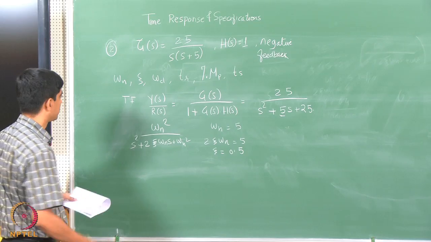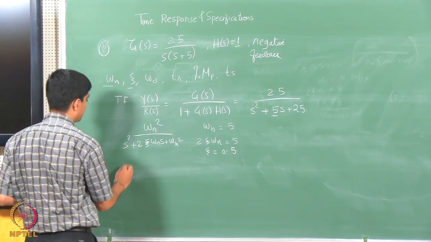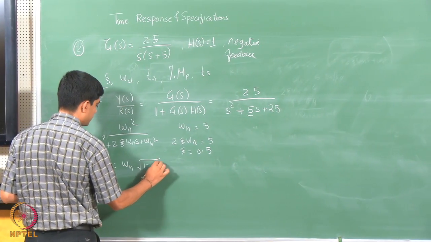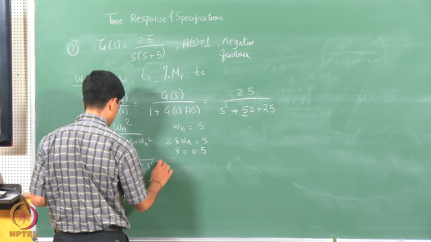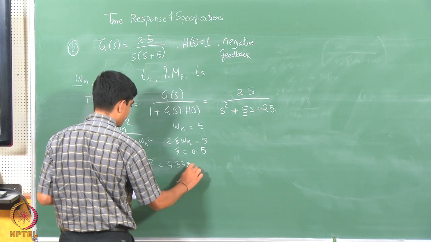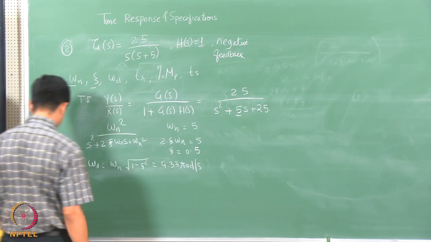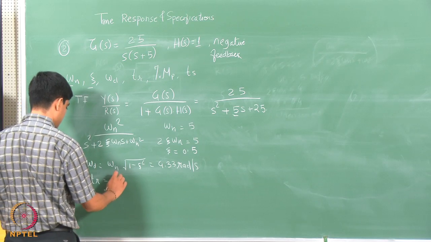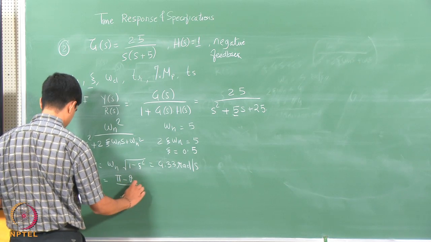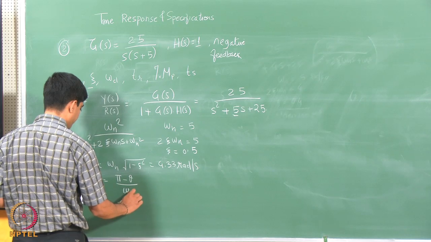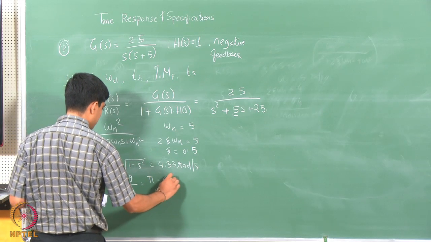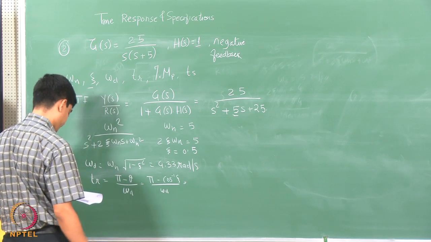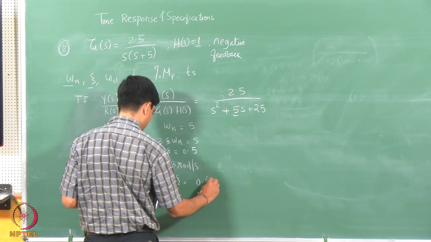Okay, so I know omega n, I know zeta, I know omega d is omega n square root 1 minus zeta square, and that will be 4.33 radians per second, and I have the rise time computed as pi minus theta over omega d, and theta was defined as cos inverse zeta, and this is 0.48 seconds.